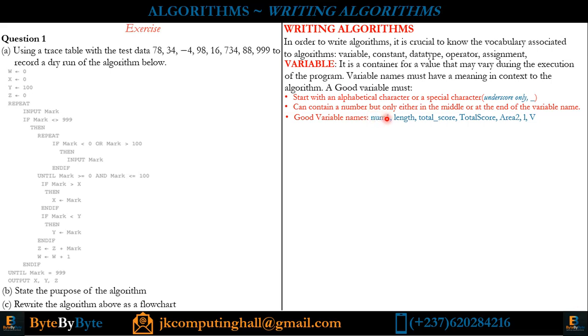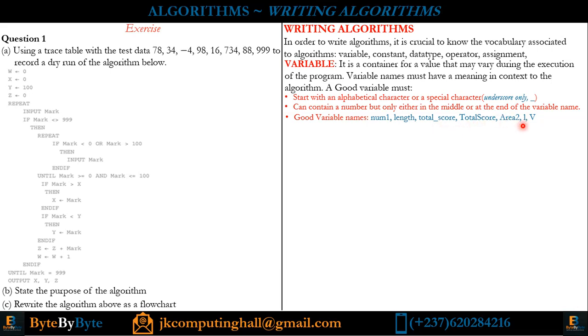As you can see, the number is at the end. Length, total_score, totalScore. Okay guys, this is a trend many programmers are using now. When you want to use a variable name that has more than a single word, either you use an underscore, as I did here, to link the two words of the variable, or when you want to start the following word, you use a capital letter, as you can see. So if I want to say total surface area, I will have total with capital T, surface with capital S, and area with capital A. Or I can simply have total_surface, total_area.